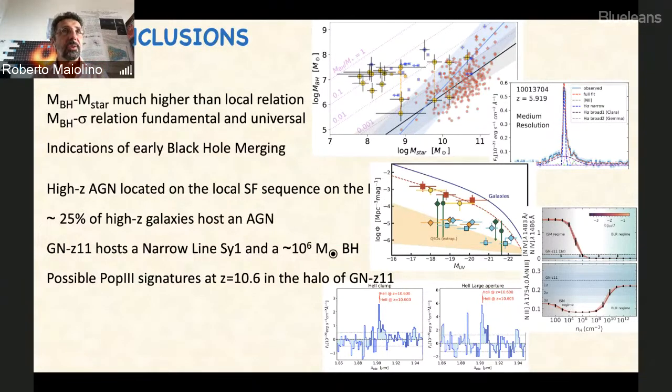I doubt it, because star merging has to happen too quickly to contribute to most of the mass of the black hole. Okay, it probably contributes, but not that much.